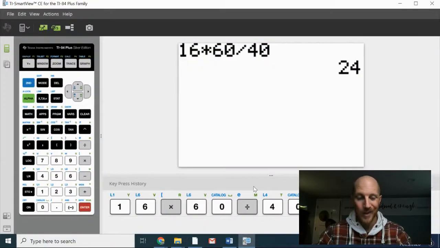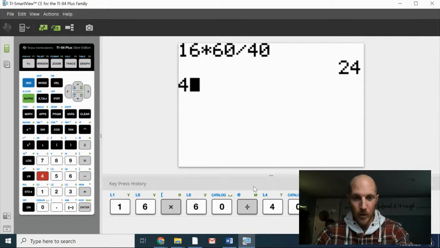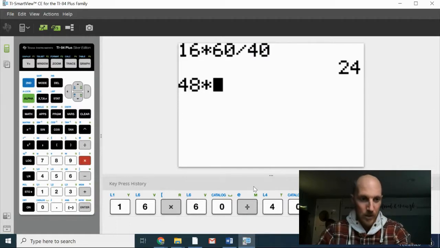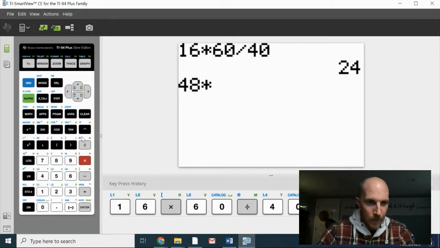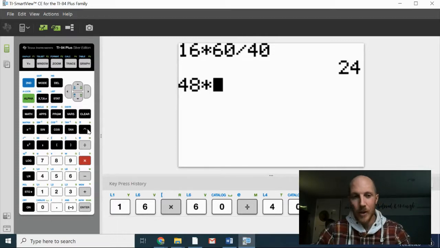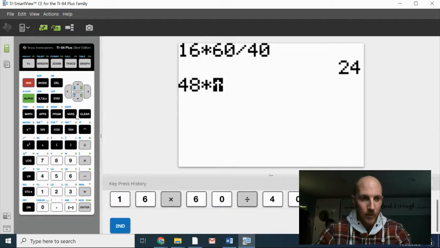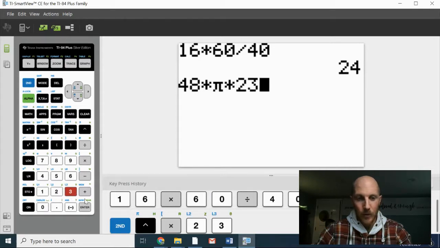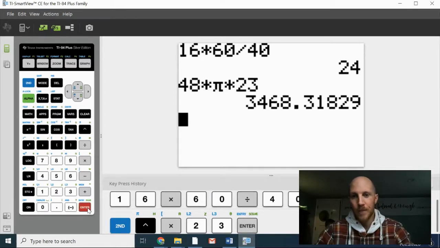I want that whole thing as a decimal number. So 48 times pi, which lives right here in the calculator. It's on my TI. You can see the little exponent button right there. I'm going to have to hit shift. Pi is right above that. So here's my blue second, there's pi, and then times the size of the radius. That was 23, equals. Wow, that's a big number.